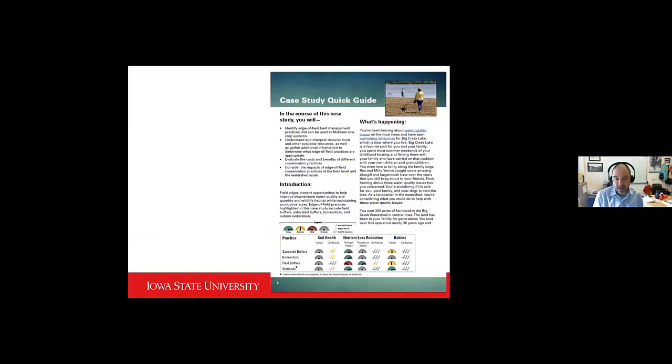Okay, so back to the case study. We talked about the introduction and what students should know. Then as we step through that case study, there would be a learning objective. So, this one on better utilizing the field edge: identifying edge of field best management practices that could be used, considering the impact on the field level or watershed level, and giving a little introduction on the importance of the practice.